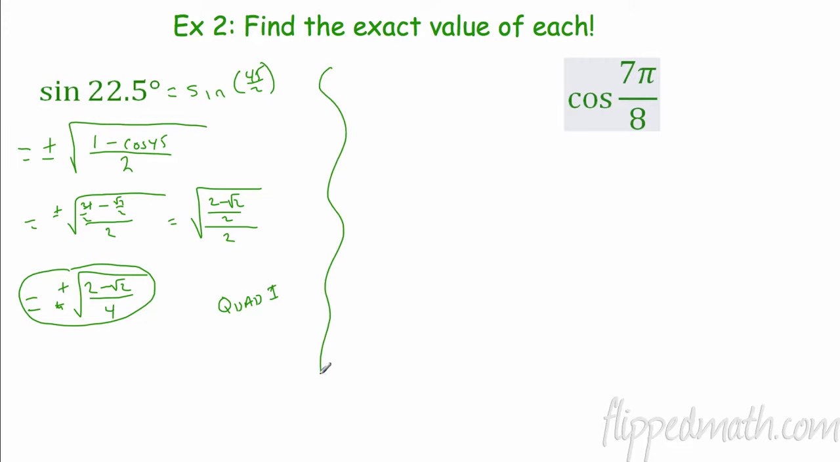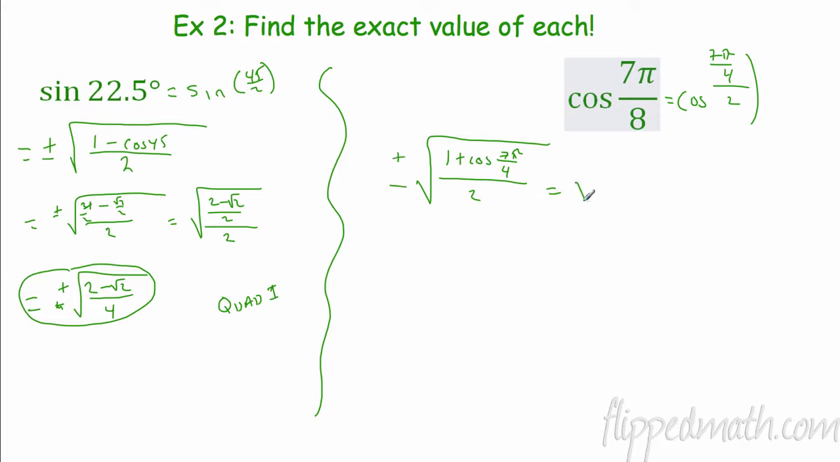All right. Let's come over here and try cosine of 7 pi over 8. That's essentially the same thing as cosine of 7 pi over 4 divided by 2. So I'm going to use 7 pi over 4 divided by 2 and plug that in my formula. Again, my formula is going to be very similar. It's going to be 1 plus cosine of 7 pi over 4, all of that divided by 2. We'll find the plus or minus here in a bit. So now let's plug these in. Cosine of 7 pi over 4, I believe, is just radical 2 over 2.